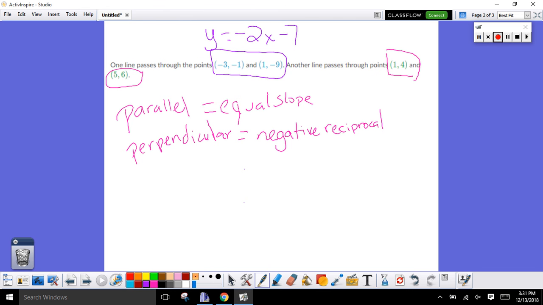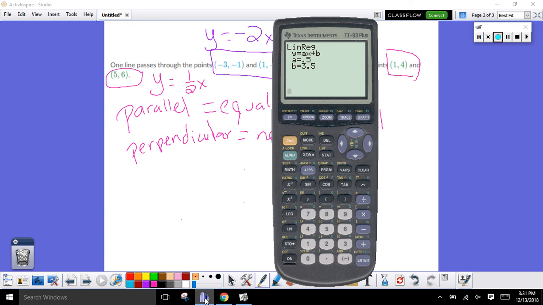So my second equation should be y equals 0.5x and 3.5y.